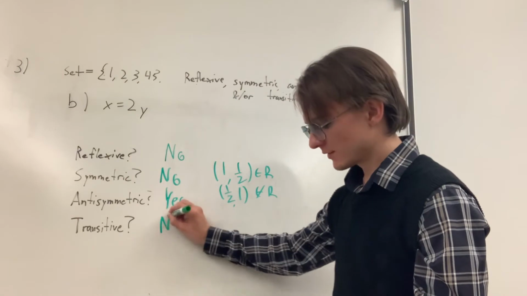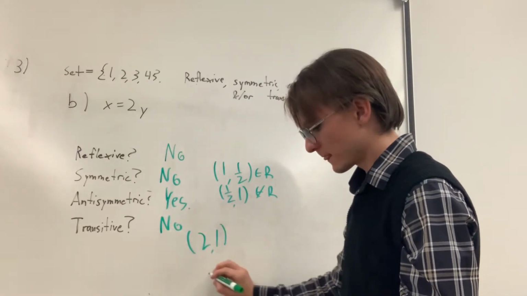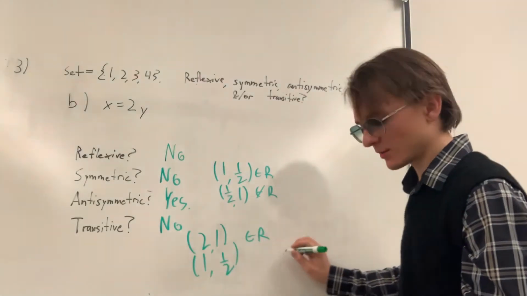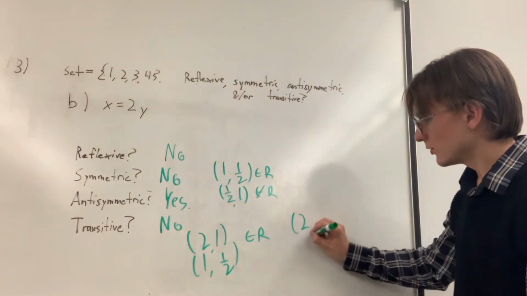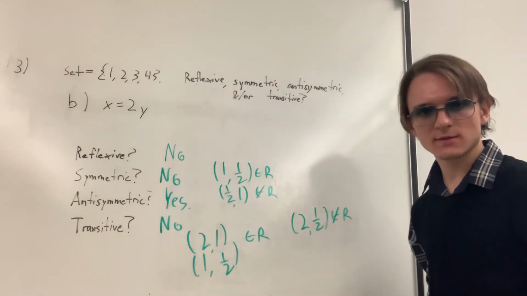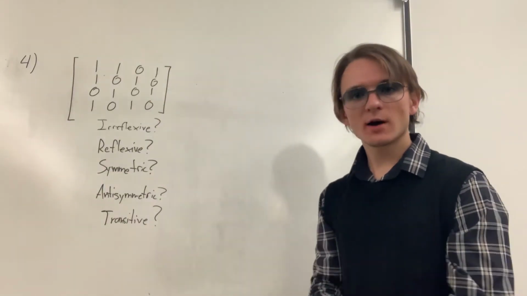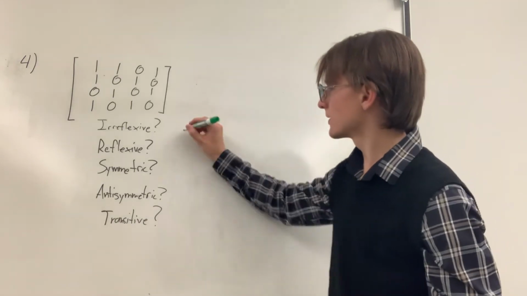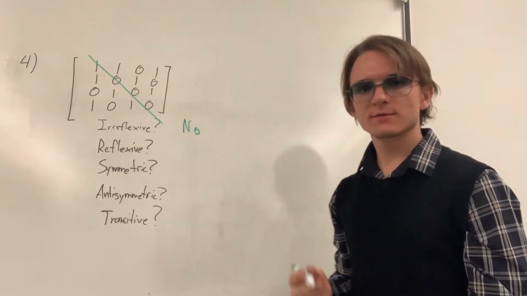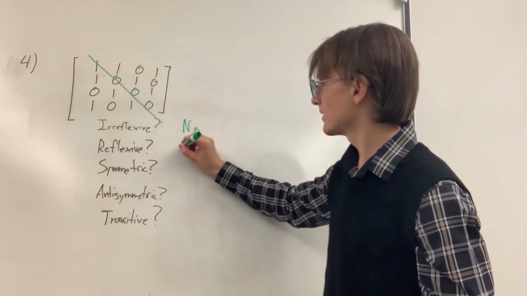Is it transitive? No. Well, we have 2, 1. We have 1, 1/2, both in the relationship. But 2, 1/2 is not in the relationship, so therefore not transitive. Matrix now. Is it irreflexive? Well, not all of the diagonals are zeros, so no. Is it reflexive? No as well, because we have 3 diagonals which are not 1s.